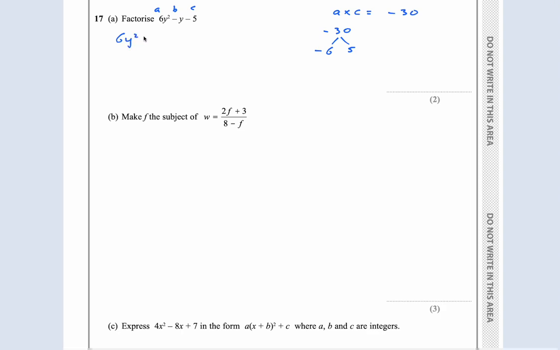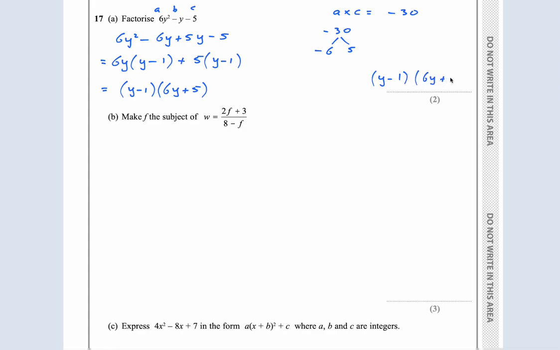Then I write 6y squared minus 6y plus 5y minus 5. So you basically just rewrite this with, instead of minus y, minus 6y plus 5y, which is obviously minus y, because minus 6 plus 5 is minus 1. Then I factorize the first two, 6y times y minus 1. And then I factorize the second two, 5 into y minus 1. You can note that these two are the same, so I can take that out, and I'm left with y minus 1, so that's in both. And then what's left is just the 6y plus 5. Okay, I've mentioned in previous videos, guys, that you can use your calculator to figure this out as well if you work backwards, but this is how you factorize it. And these are the factors: y minus 1 times 6y plus 5.